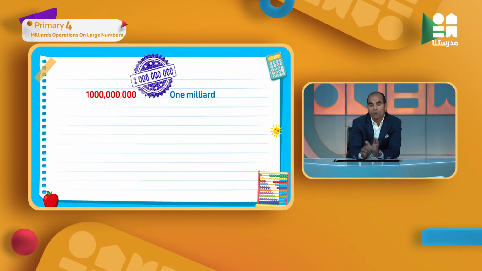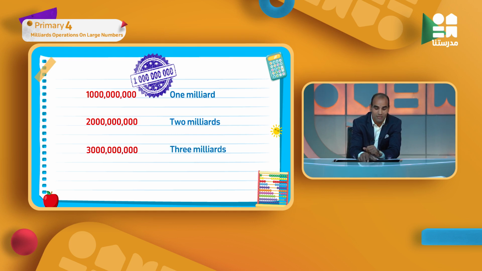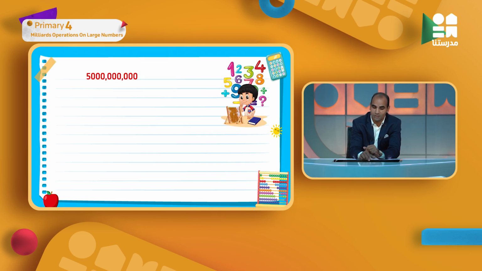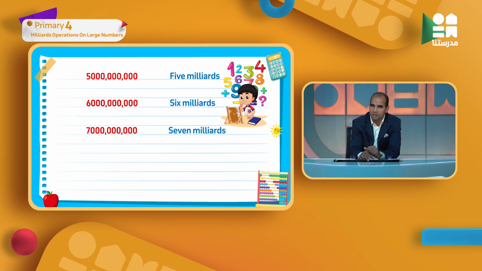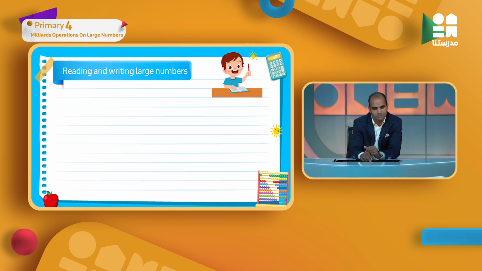1 milliard, repeat after me. 2 milliards, great. The next is 3 milliards, excellent. The next is 4 milliards, great. The next will be 5 milliards, perfect. The next will be 6 milliards, and 7 milliards, 8 milliards, 9 milliards, okay?